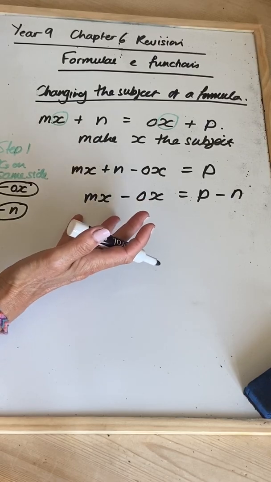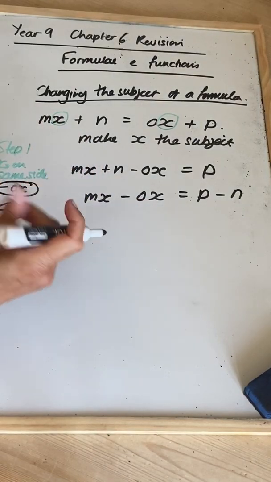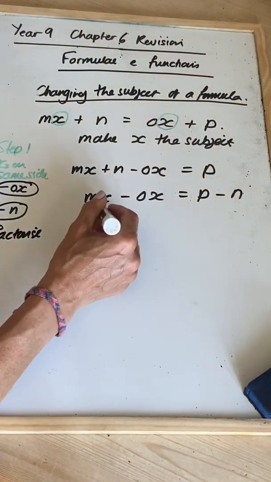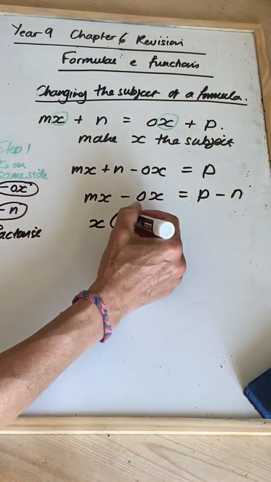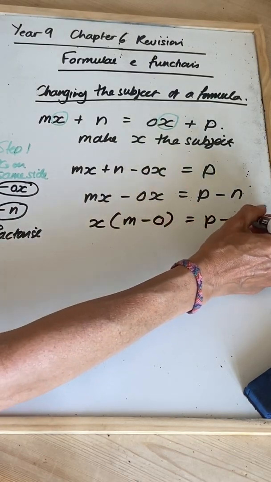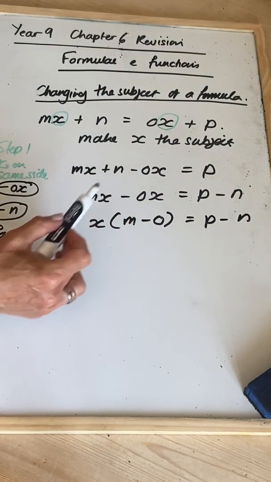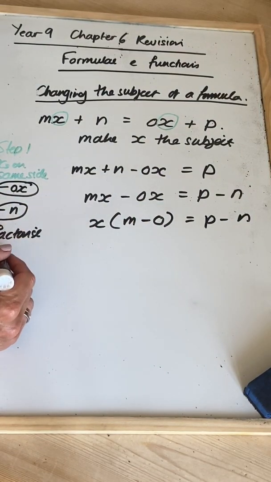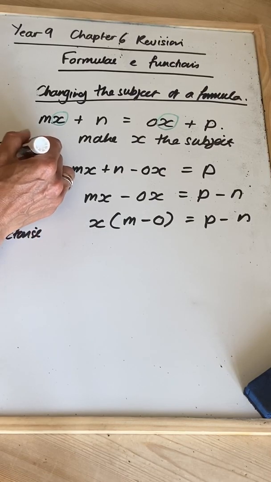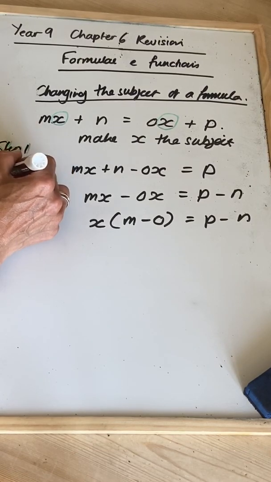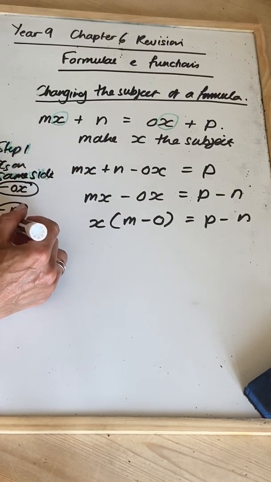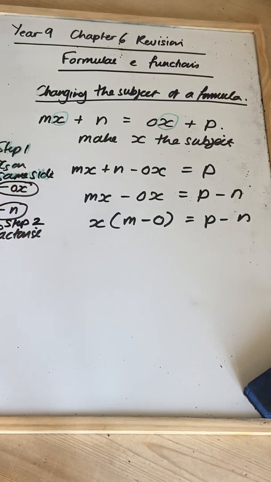If I want to make x the subject, it's got to appear just once in my formula, so I need to factorise this side of my formula in order to make x appear on its own. So that's an important step, factorising. So get all the x's on the same side. I'll write this as step 1, x's on the same side. Can't see it in green, can you? Step 2, got to factorise.